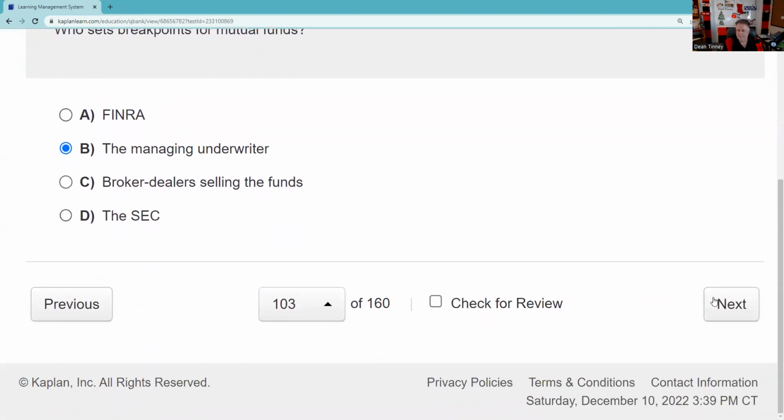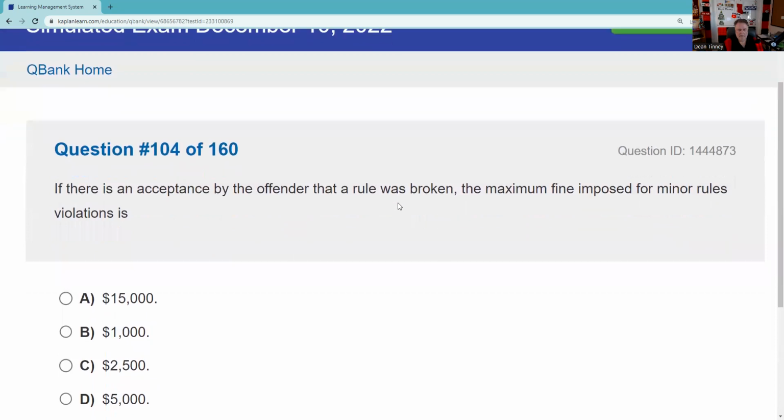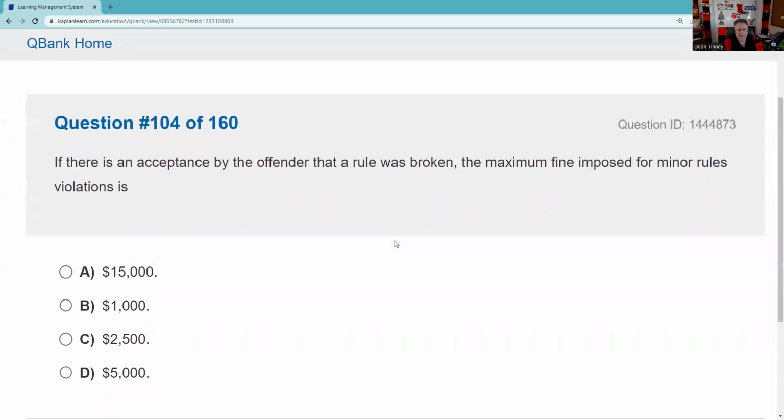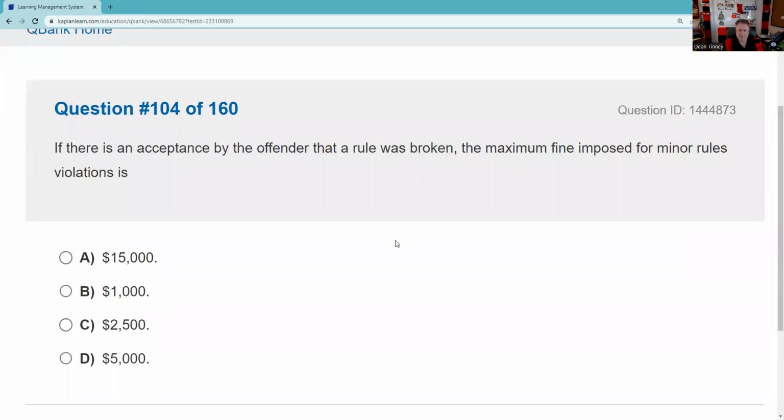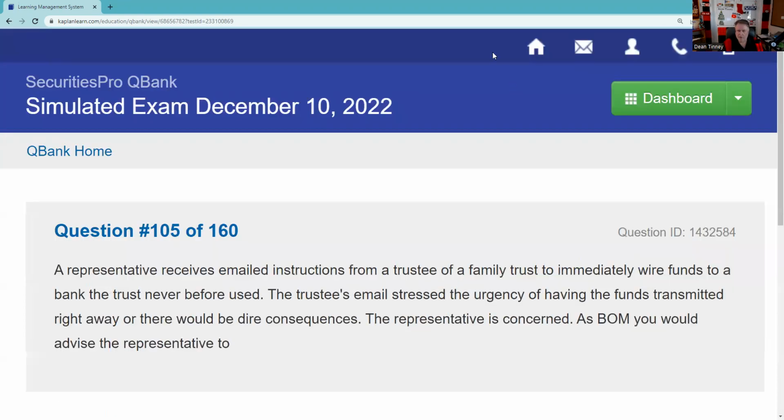Question 104. If there's an acceptance, it's called acceptance, waiver, and consent. I would know this. If there's an acceptance by the offender that a rule was broken, the maximum fine for a minor rule violation is $2,500.